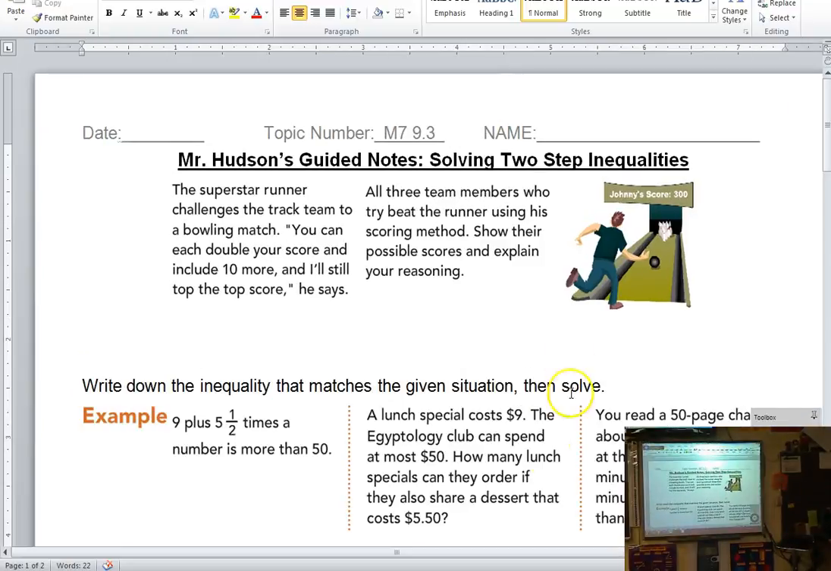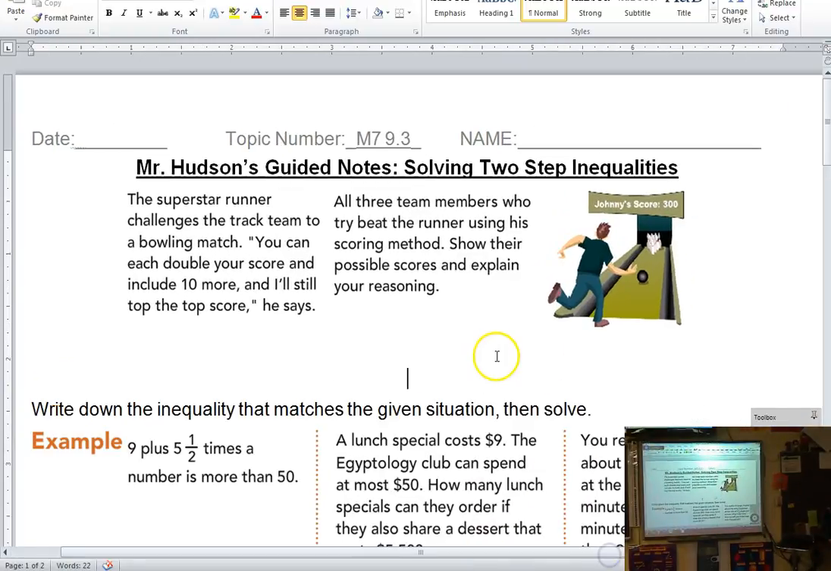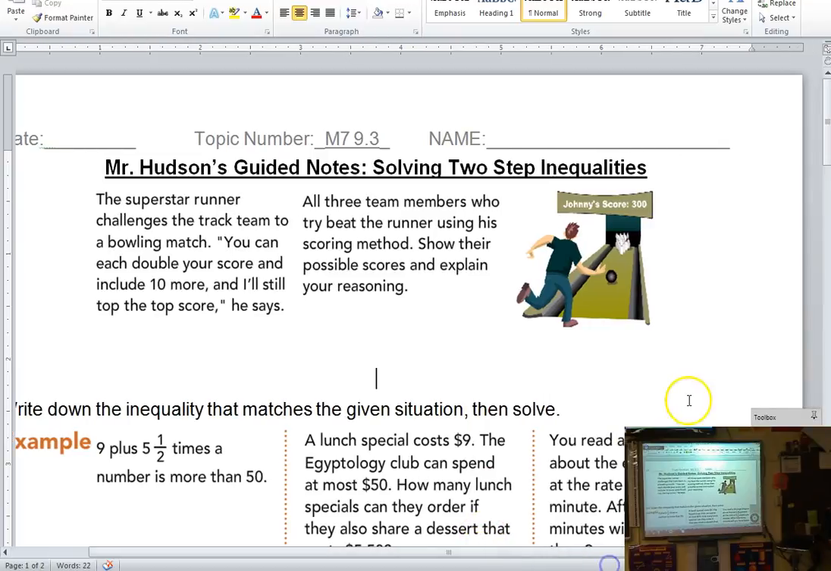All right, so our superstar athlete here is Johnny. He's kind of a jerk, right? So he says you can each double your score and include 10 more, and I'll still beat your score. So let's think about the expression to begin with.